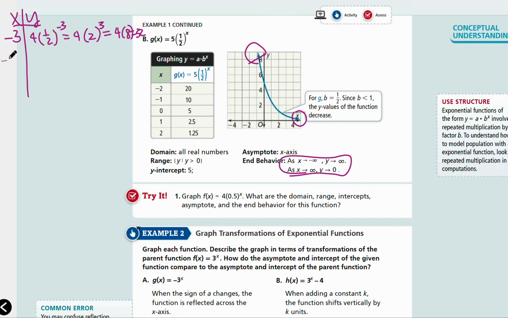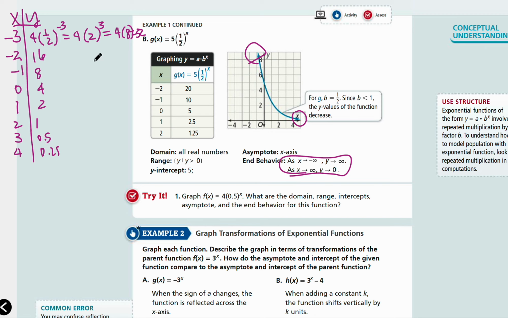In the same way, when x is -2, y is 16. When x is -1, y is 8. When x is 0, y is 4. When x is 1, y is 2; 2, 1; 3, 0.5; 4, 0.25, and so on.